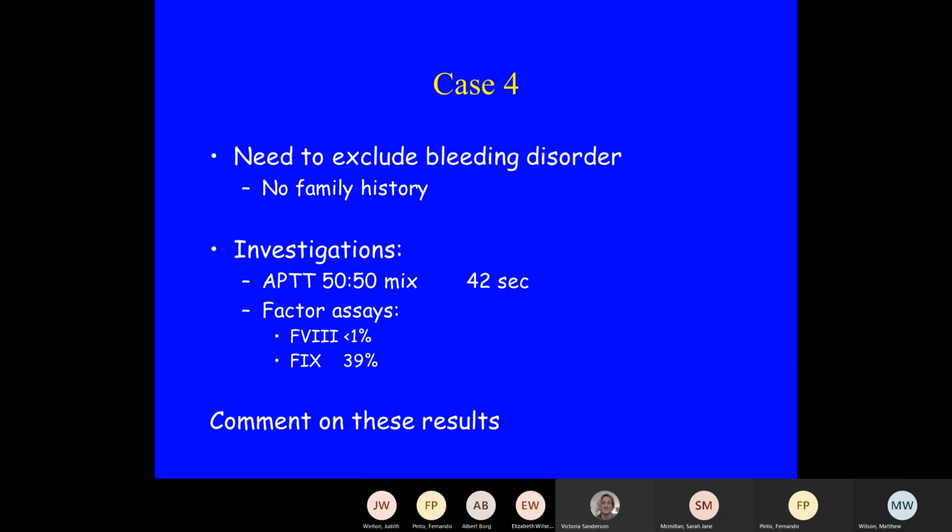So what do you think that this is? Hemophilia A. The severe hemophilia A, isn't it? Next slide.